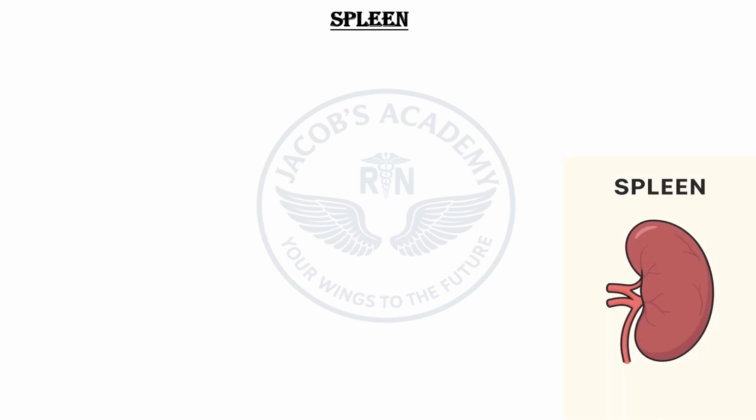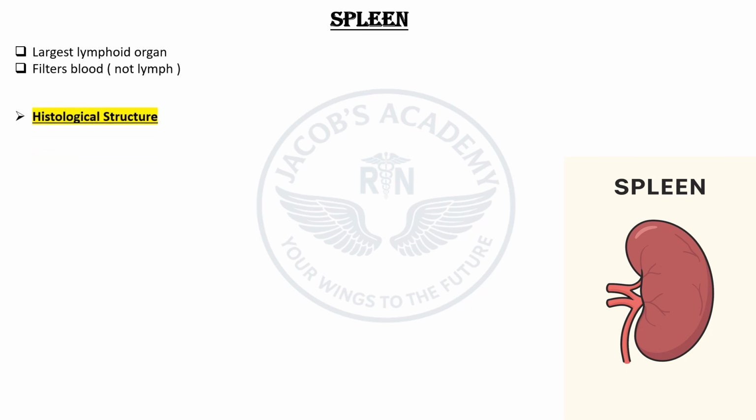Now let us study the spleen. The spleen is the largest lymphoid organ in the body. It is important to remember that the spleen filters blood, not lymph. Coming to the histological structure of the spleen, the spleen is covered by a capsule from which trabeculae extend inward, and the spleen has two main components. First one is white pulp and the second one is red pulp. So we can see here.